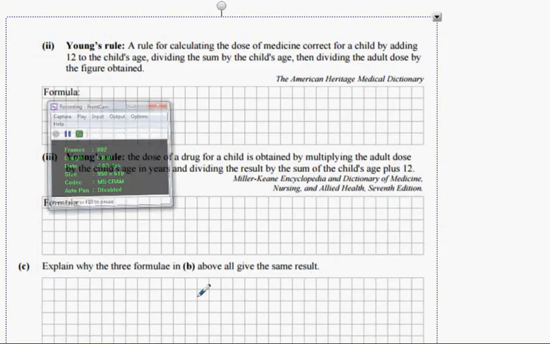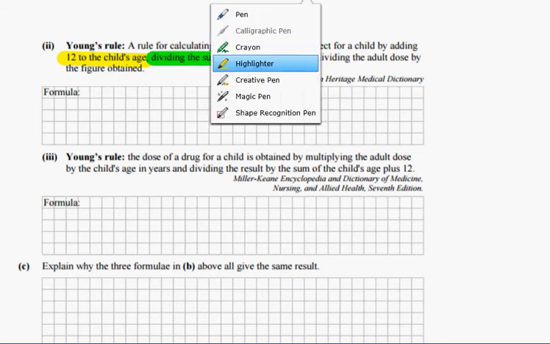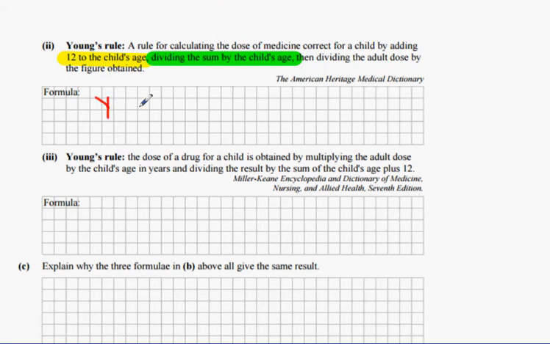Next one after that. So Young's rule: a rule for calculating the dose of medicine for a child by adding 12 to the child's age, then dividing it by the child's age. So, let's do Y again. Y is the child's age. What do we have to do? Add 12. After we add 12, what do we have to do next? Divide it by the child's age. Once I get this number, what do I do then?